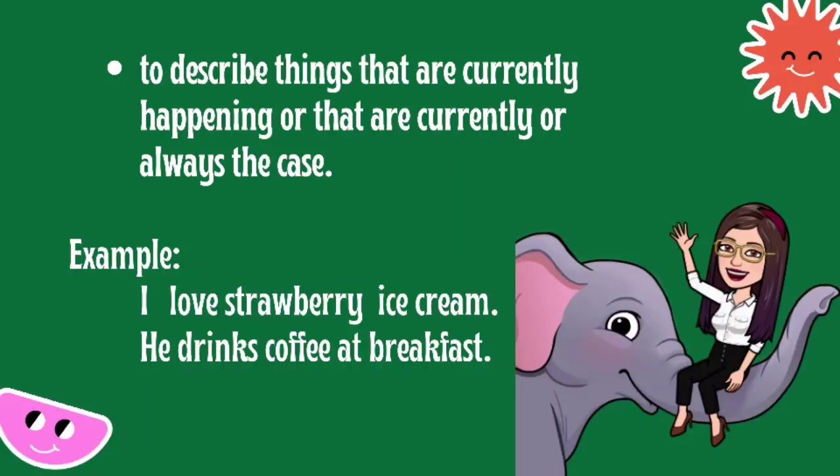First is to describe things that are currently happening or that are currently or always the case. Example: I love strawberry ice cream. He drinks coffee at breakfast. The example shows that the action is currently happening.